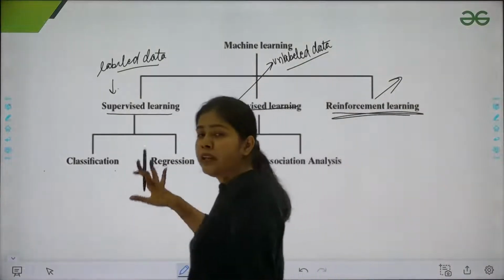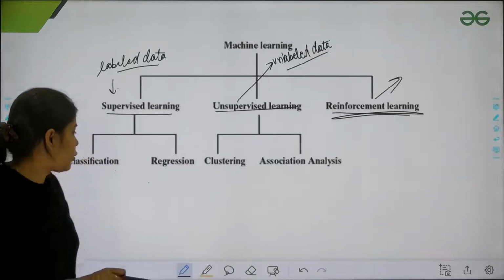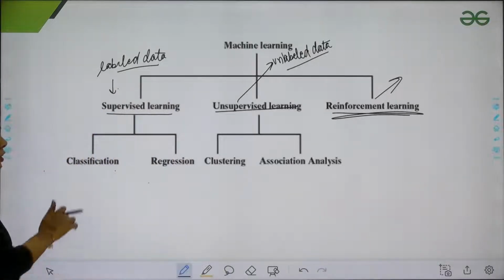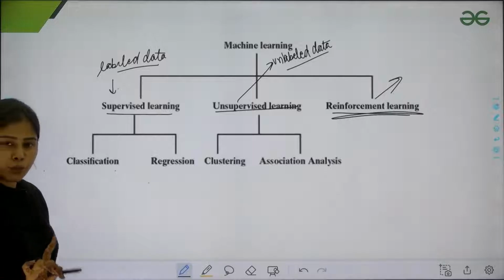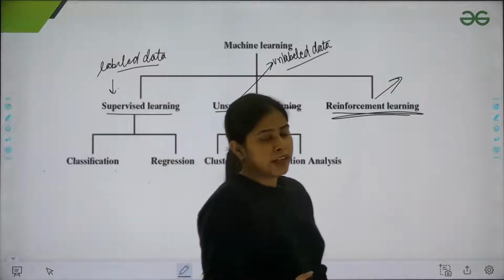Right? Can anybody tell me what would be the difference between classification and regression? First of all, they are a part of supervised learning, right, in which we have labeled data.